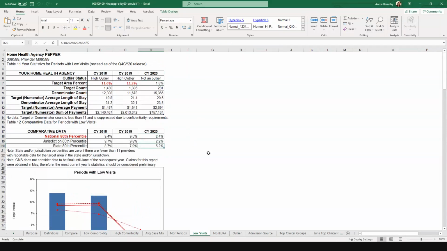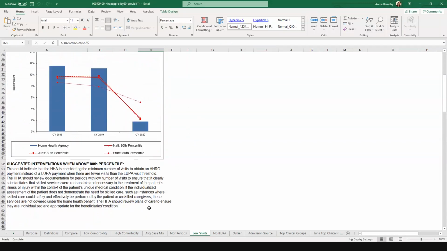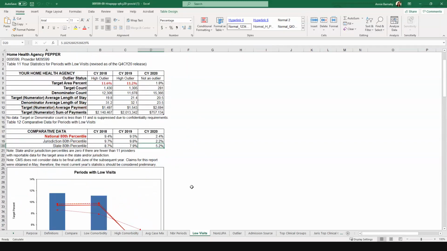But this is a good sign. Again, perhaps this agency took heed to the suggested interventions when they were looking at their past PEPPERs and taking a look at their outlier status, their high outlier status, and they made some adjustments. And that's what the PEPPER is here for. It's to help you internally look at where you fall as compared to your peers.